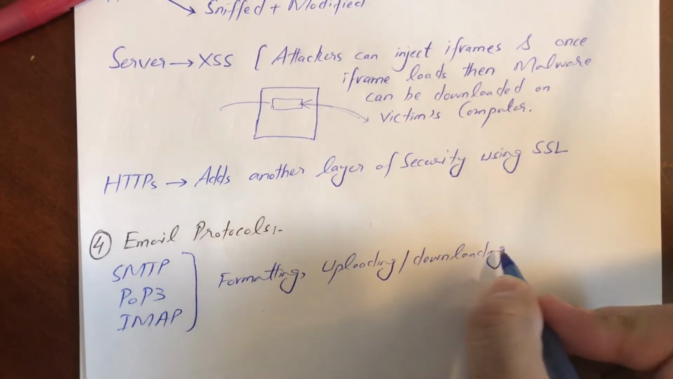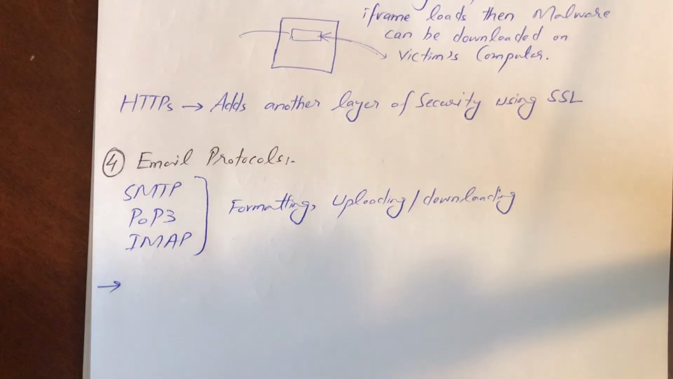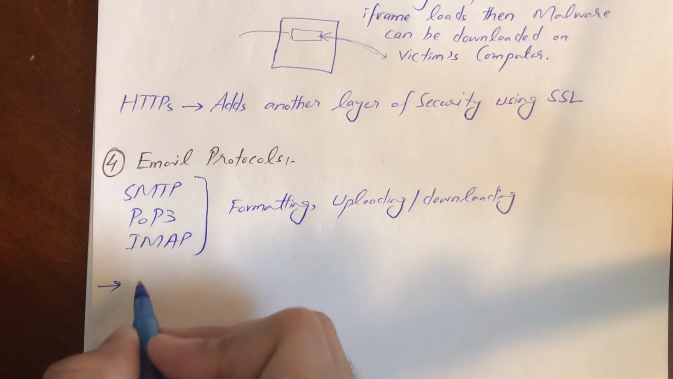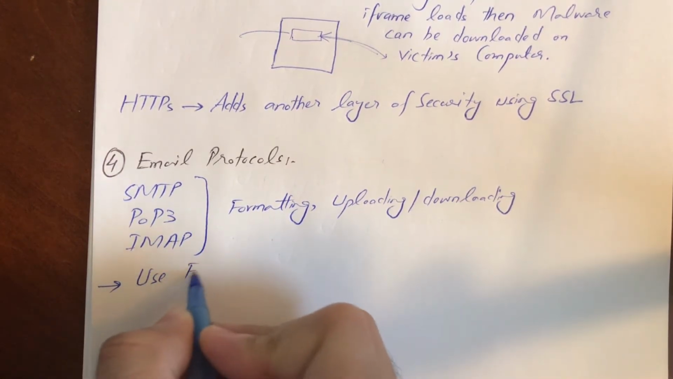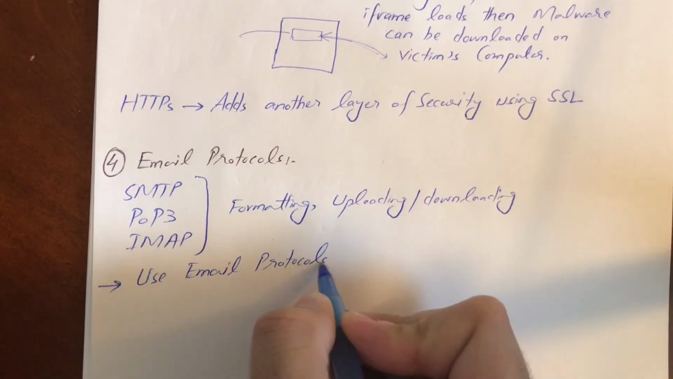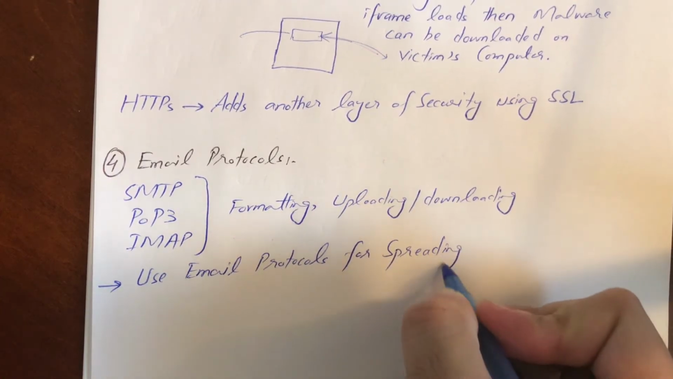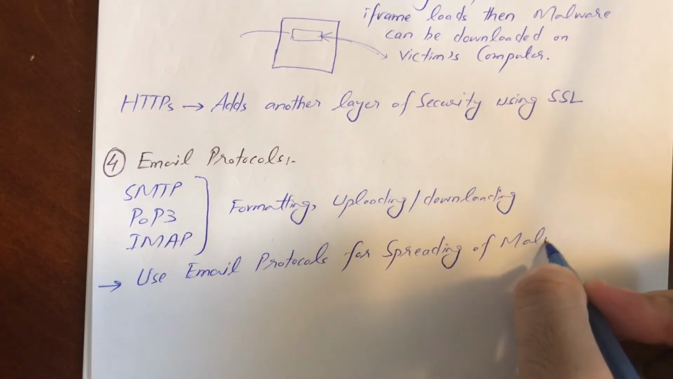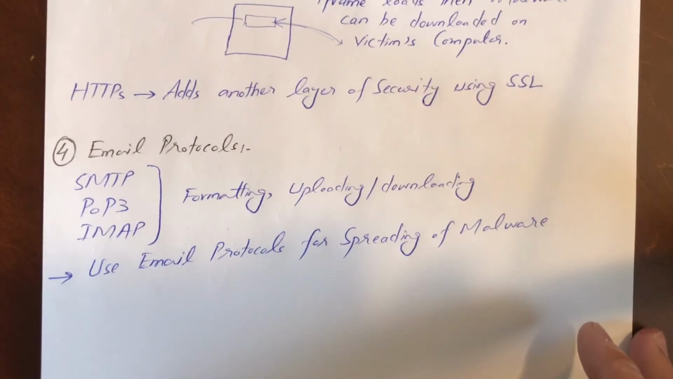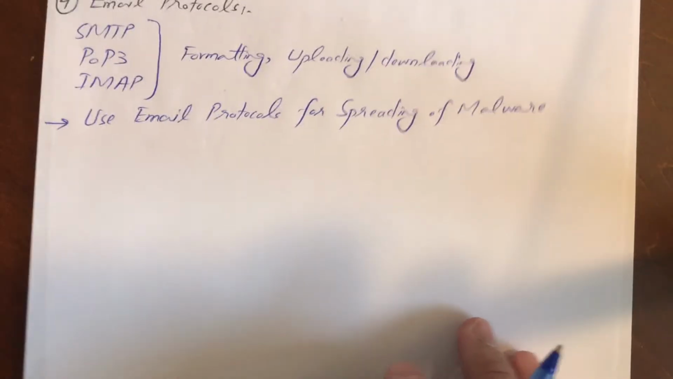But for example, especially in the case of worms, they can take control of the TCP/IP protocol to spread. So basically, attackers can use email protocols for spreading of malware. Attackers, especially the worm malicious software, can take control of the user's inbox without knowing the username and password, and they can send email from your account.